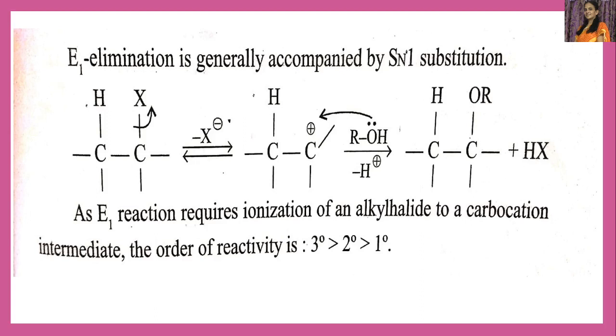This is generally accompanied by SN1 substitution, we said. So this is also possible in this elimination reaction. Now in this E1 elimination reaction, the alkyl halide ionizes to give the carbocation. So the reactivity order of alkyl halides depends upon the stability of the carbocations, and we know the carbocation stability order. The reactivity of alkyl halides to give alkenes is also in the same order. That is, the reactivity order is tertiary greater than secondary, which is greater than primary.